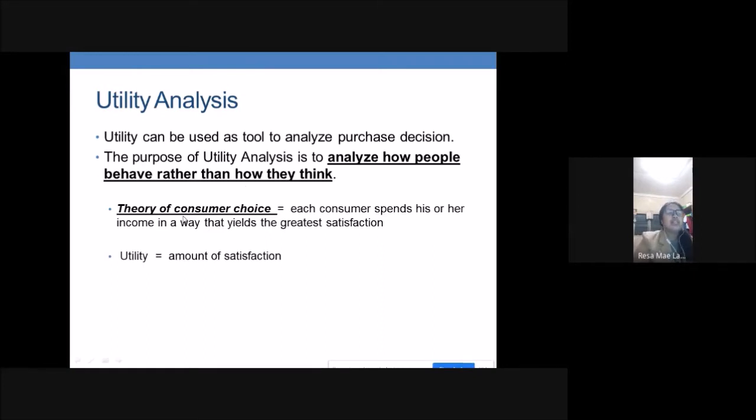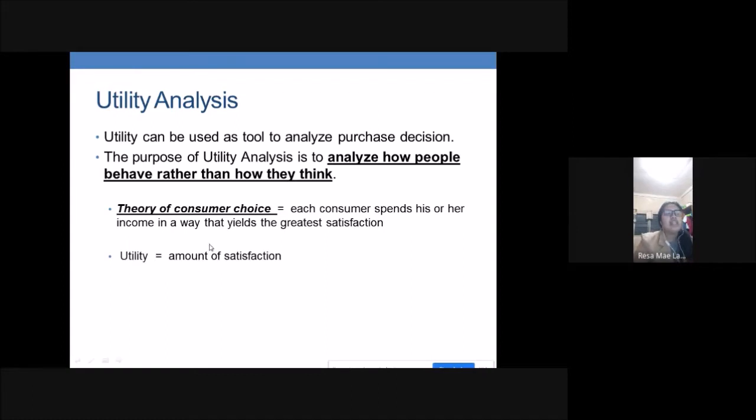Take note that in our theory of consumer choice, each consumer spends his or her income in a way that yields the greatest satisfaction, meaning that the consumer will spend his or her income to satisfy his or her needs, given limited financial resources. Remember our previous topic about the indifference curve: the higher, the farther the curve, the higher the satisfaction. We really want to spend on something that maximizes our satisfaction. That is why we have this utility analysis.